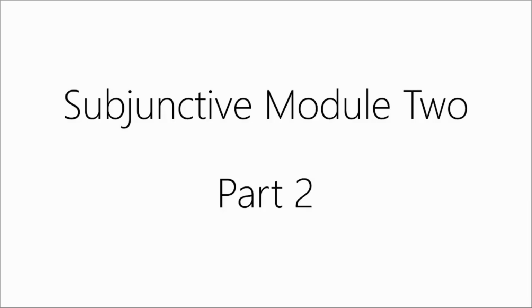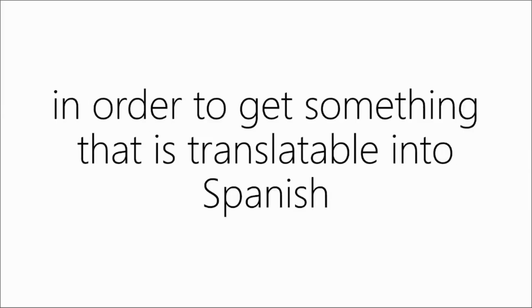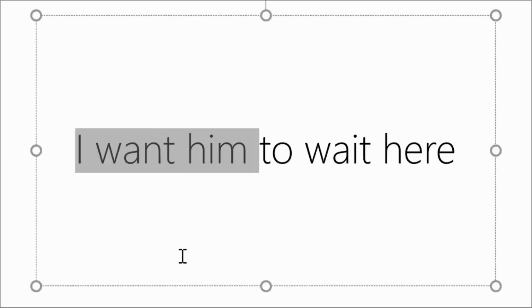Welcome to part 2. In the last video, we saw how certain types of sentences had to be rephrased in order to get something that was translatable into Spanish, something that would work. Because we have this sentence of, I want him to wait here. But if we tried to say, lo quiero for this and esperar aquí, it didn't exist in Spanish. So we had to rephrase it into, I want that he waits here.